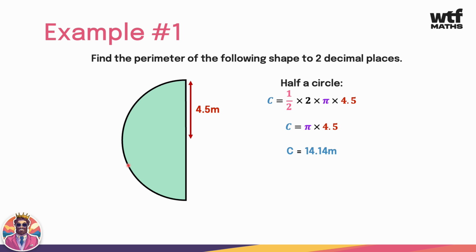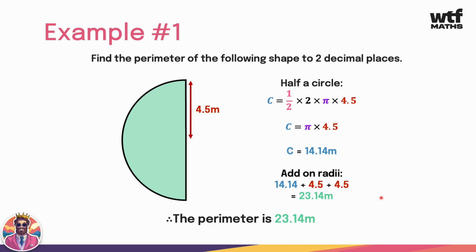So just by halving the circumference formula, we get this curve. But that doesn't tell us what this length is. So I need to add 4.5 to get to here, and then another 4.5. So I'm adding 2 radiuses for the final bit here. So if I add on those radii, 14.14 plus 4.5 plus 4.5 is 23.14 meters. So for this question here, all I had to do was find a fraction of the circumference and then add 2 radiuses at the end.